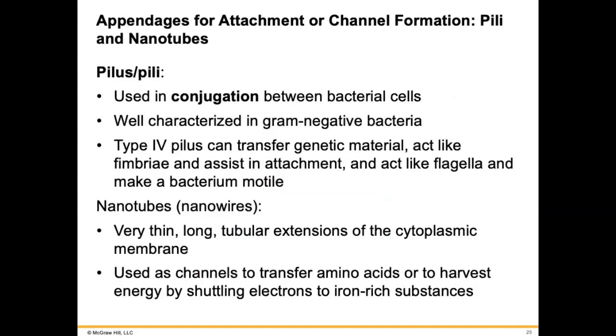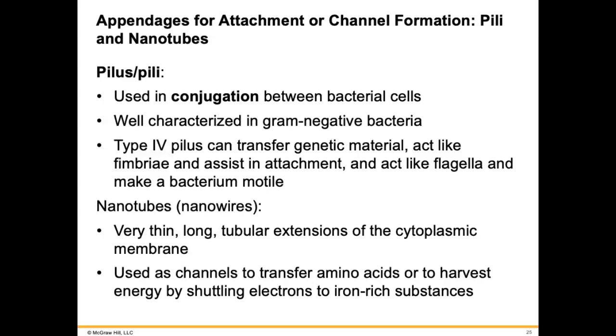More appendages. As I mentioned earlier, channel formation: pili and nanotubes. Pili are used in conjugation between bacterial cells, or the union between bacterial cells. The pili are like arms reaching out, bridges reaching out to touch other cells.